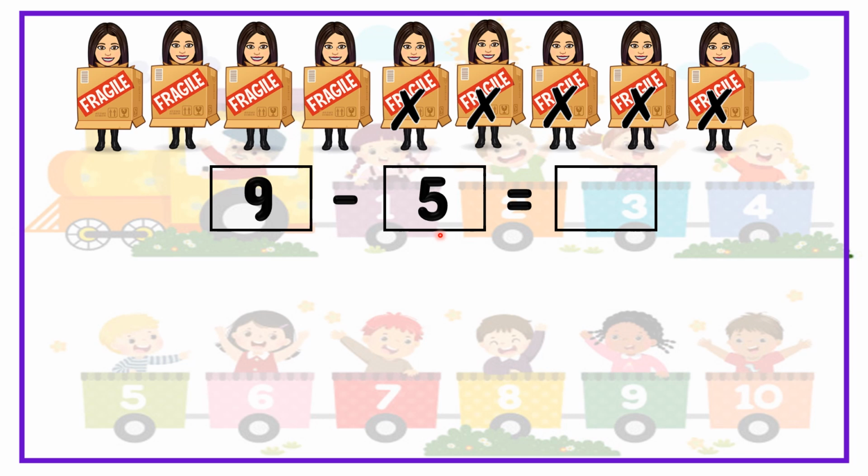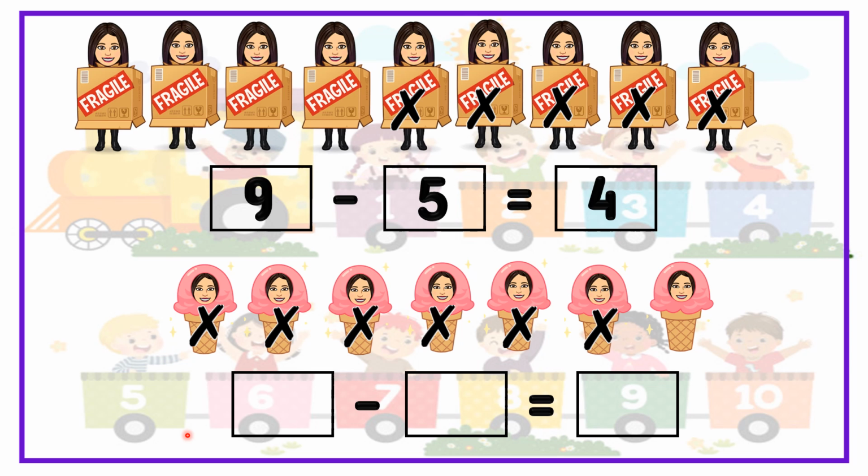So we're going to find the difference between 9 and 5. So 9 minus 5. So again, to find the difference, let's count the remaining boxes or objects. 1, 2, 3, 4. So the remaining boxes are 4. So it means 9 minus 5 is equal to 4. So let's have another one.